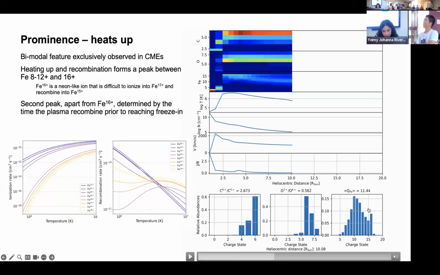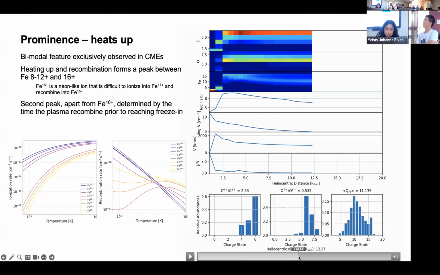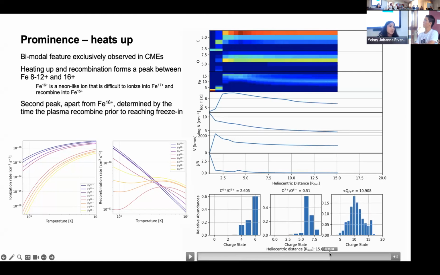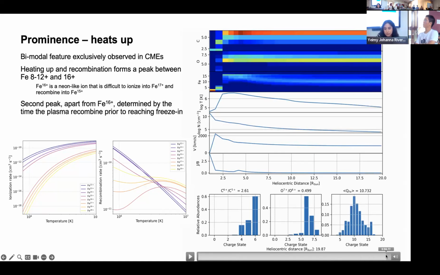And so you can see, especially from the iron distribution here on the bottom, this recombination that happens, except iron 16 also has a very large time scale for recombination compared to its neighboring ions. So what you end up with is the recombination happening faster for the neighboring ions than it does for iron 16, and you end up with a distribution that looks like this: a peak at iron 16 and then a peak at a lower value. And you get this bimodal distribution that we were seeing in the Bastille day event.